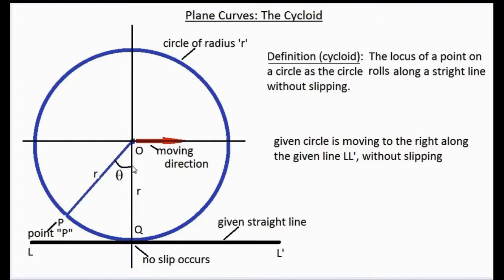In this view, the circle has already moved through an angle theta. So previously the point P was in contact with the line L L prime. As the circle moved to the right, P moved to a different location and currently point Q is in contact with the line L L prime.